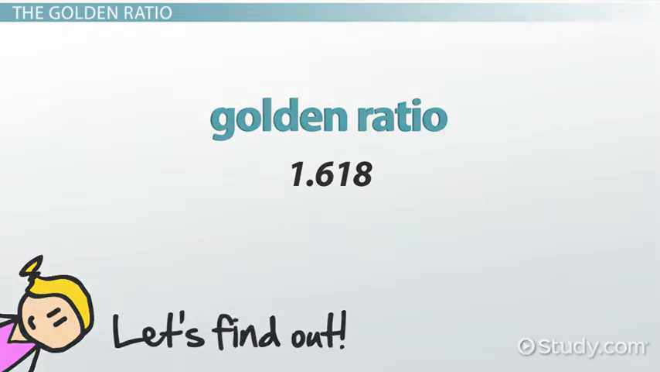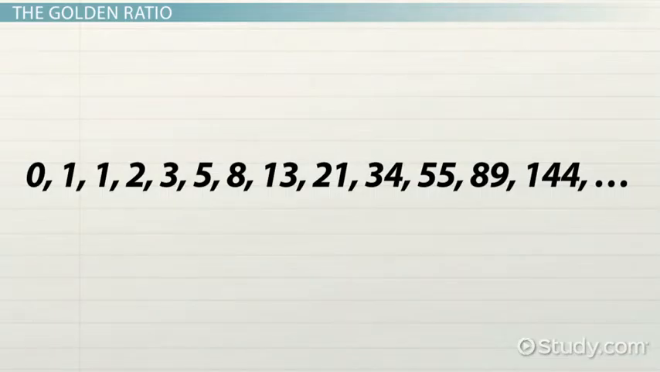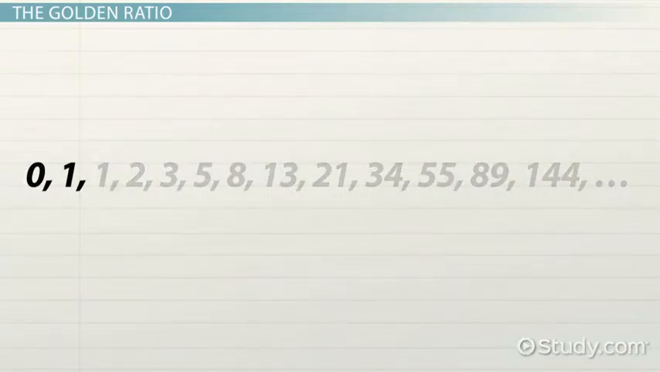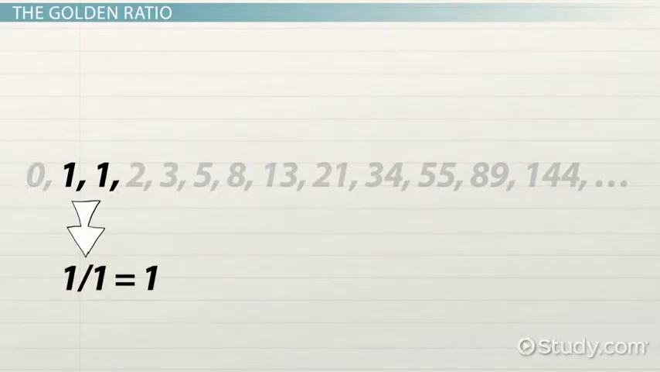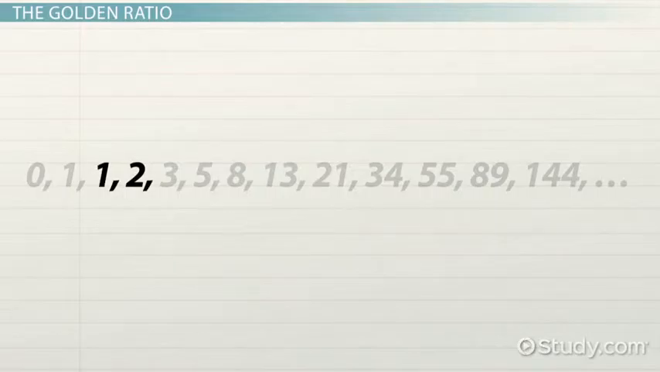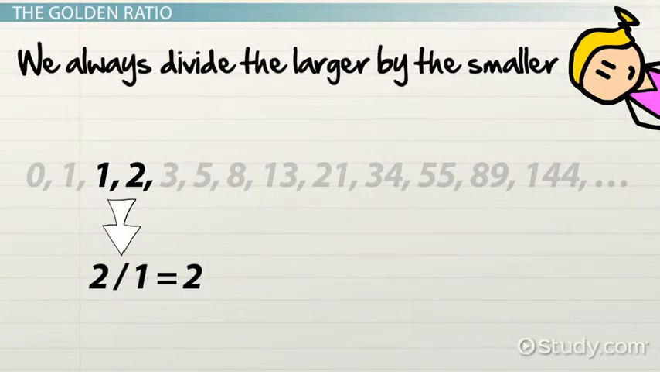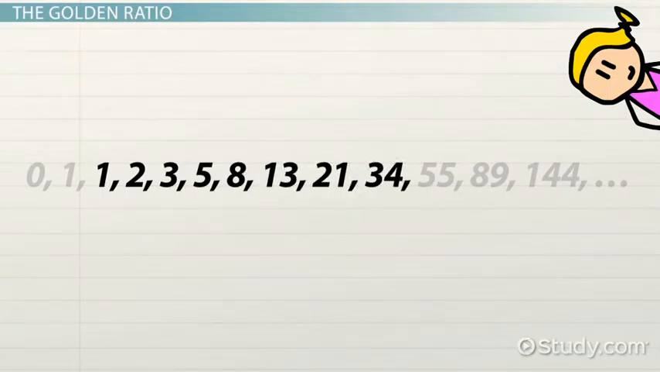Let us see. Let's start by dividing pairs of numbers in the Fibonacci sequence. We will skip 0 and start with the pair of ones. 1 divided by 1 equals 1. The next pair is the 1 and the 2. 2 divided by 1 equals 2. In each pair, we divide the larger by the smaller number. Let's keep going and see where it takes us.